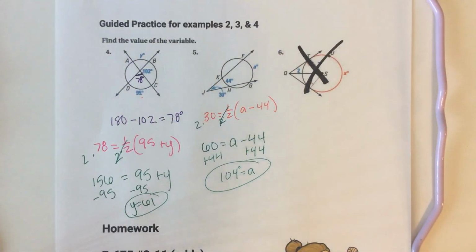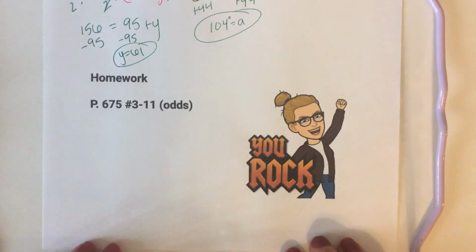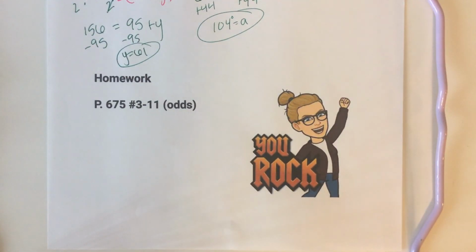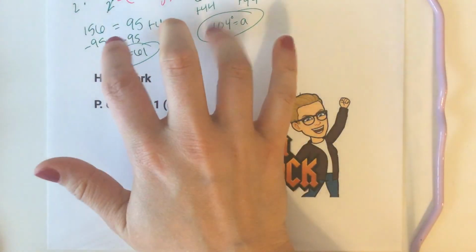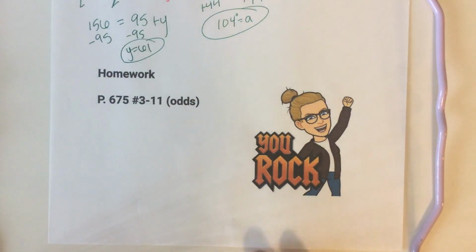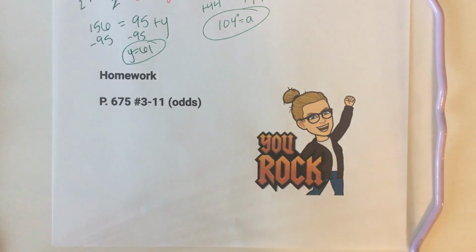And that's really it for this section. So here is your homework for this section, page 675, number 3 through 11 odds. Again, we're just going to keep it on the simpler side of things. These are going to be one of the more difficult type problems you're going to see, like we just did. So email me if you have any questions.